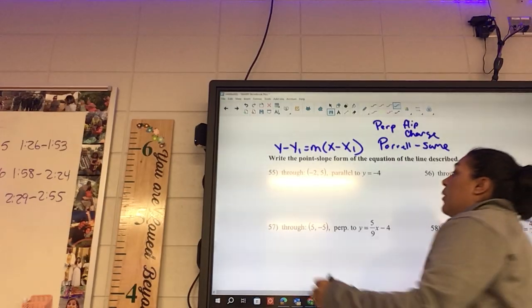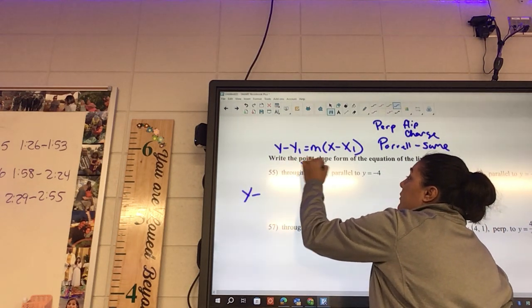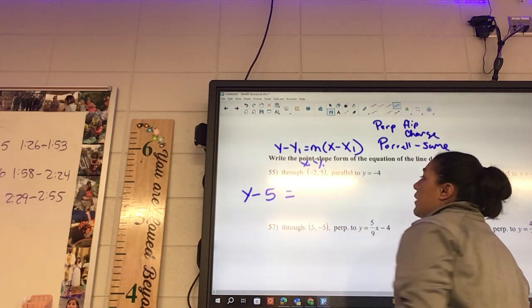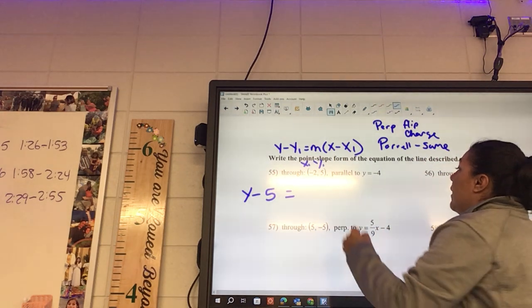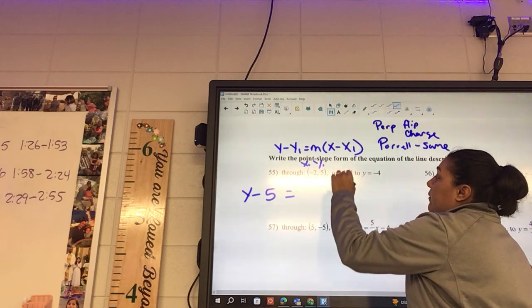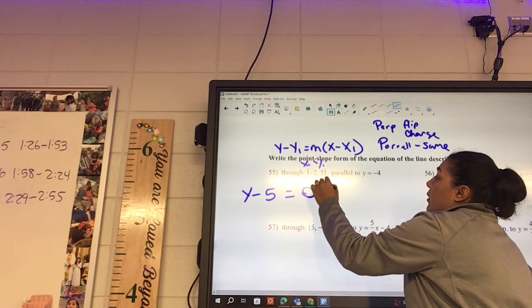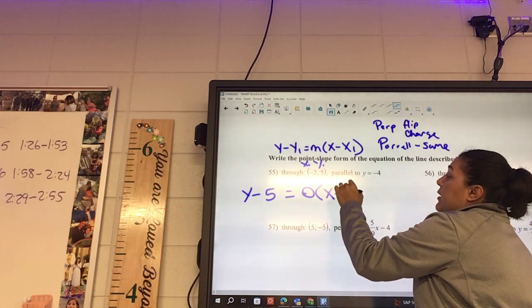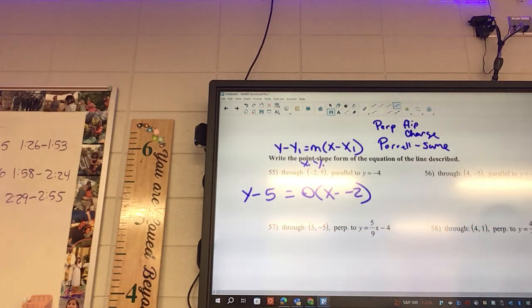Okay, so it's gonna look like y minus, my y1 is 5 equals, this is a bad problem, but on this one, my slope is gonna be 0, so 0, x minus, my x1 is negative 2. Okay, so on this one, you would use 3, okay, negative 3.